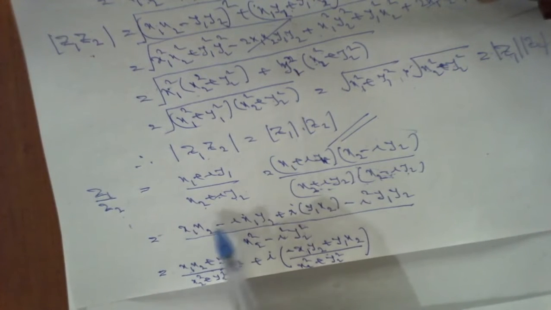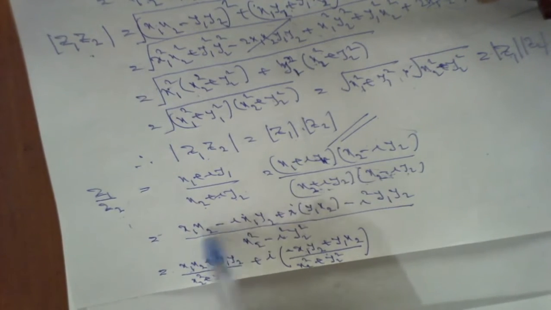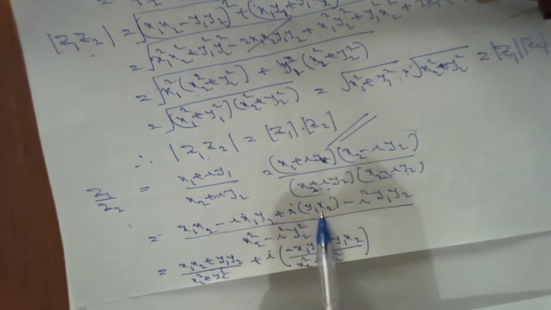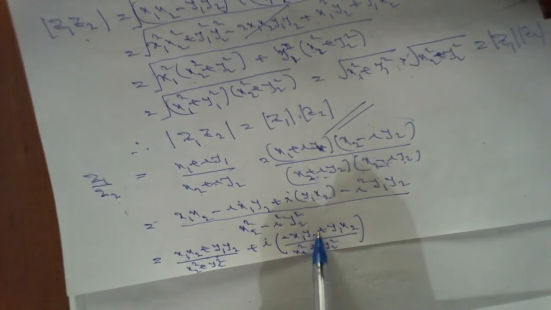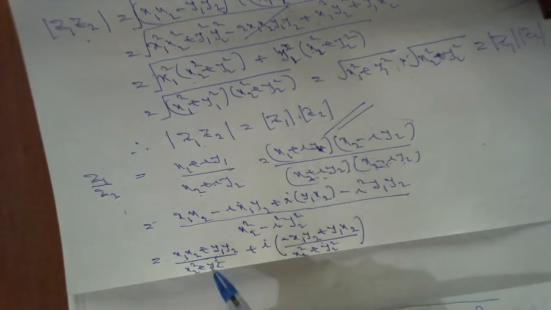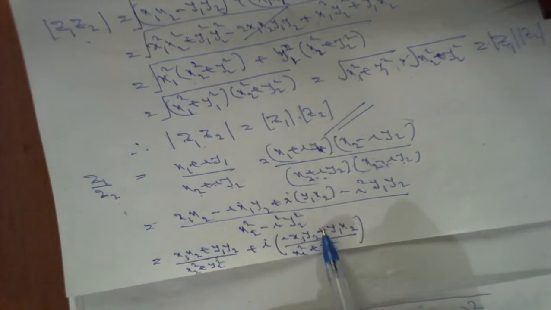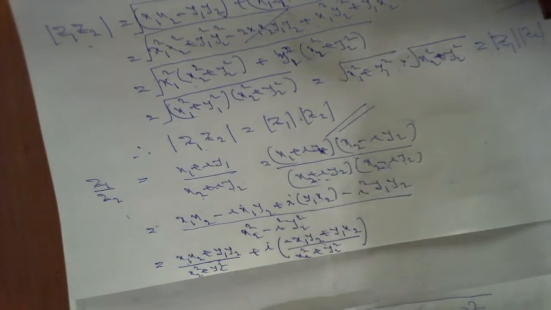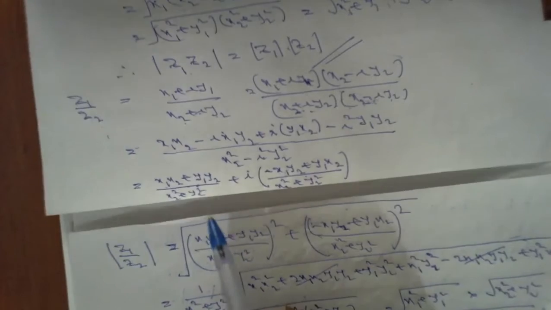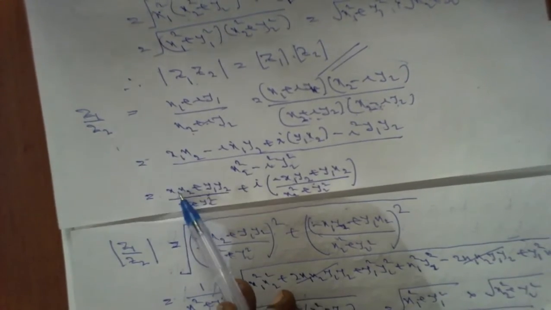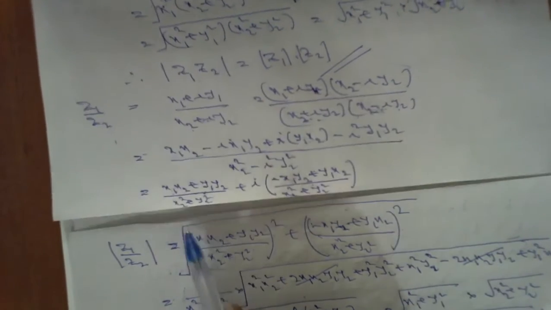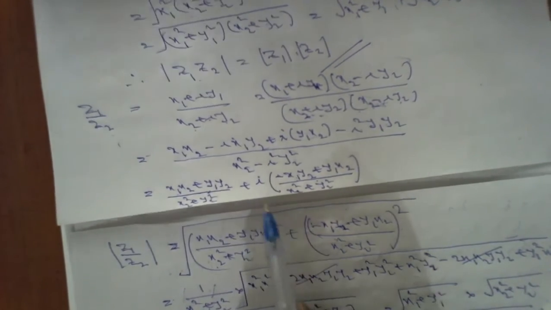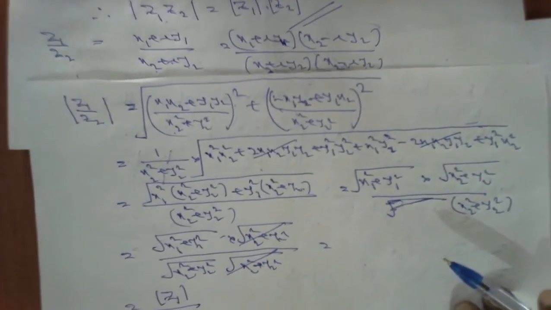Then in the top you can take the real part separately and the imaginary part separately. You can arrange like this. Entire complex number is now in the form of a plus ib, right? Now you can take the modulus. Now if it is in the form of a plus ib, you can take the modulus of C1 over C2. That is the square of the real part plus square of the imaginary part, like this. Okay? Right.